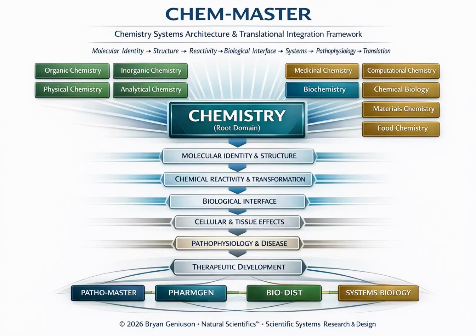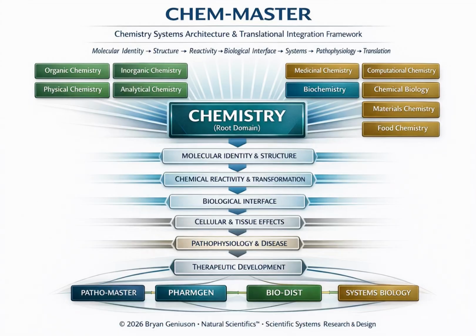Chemistry operates through four core principles: molecular identity, structure, properties, and reactivity. Molecular identity defines what a compound is. Structure determines how it is arranged in three-dimensional space. Properties describe how it behaves under different conditions. Reactivity governs how it interacts and transforms. Together, these principles form the foundation of chemical transformation.